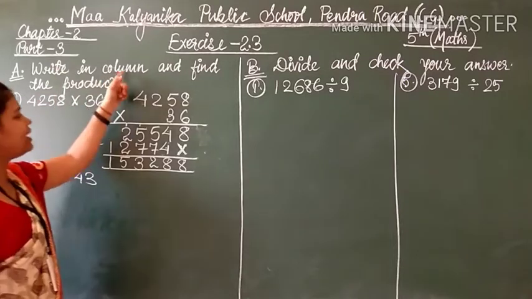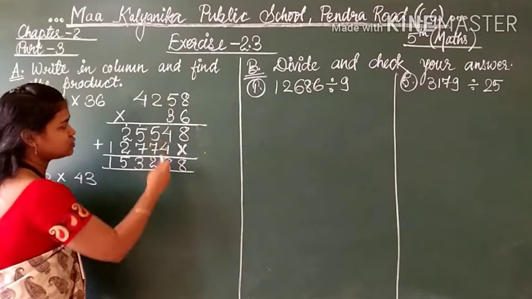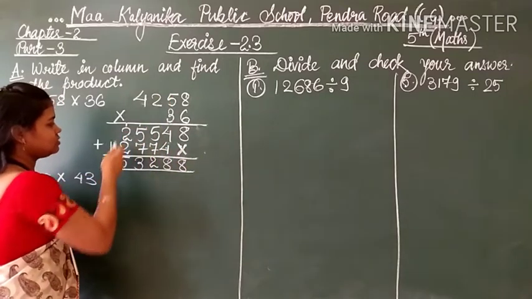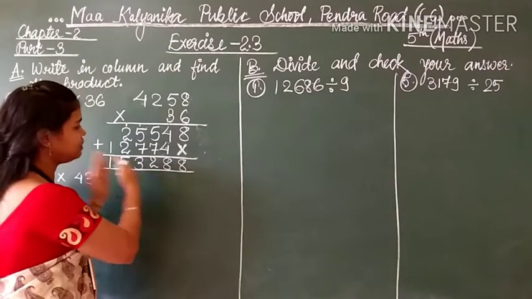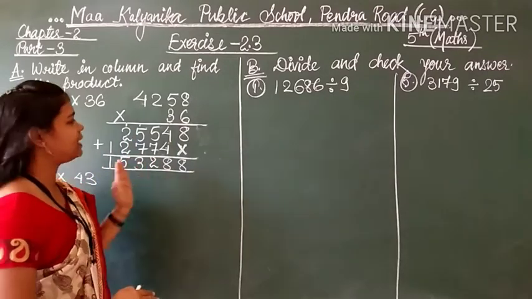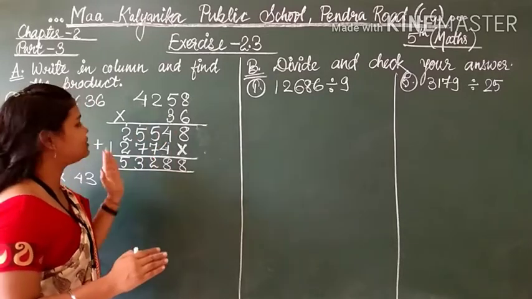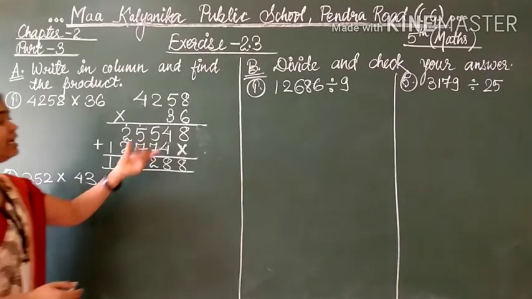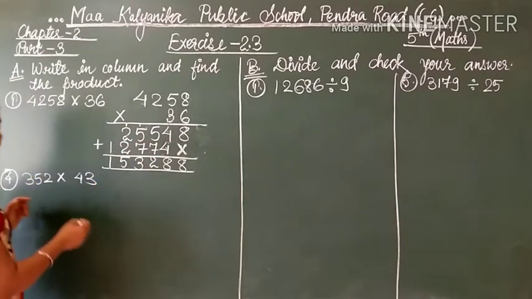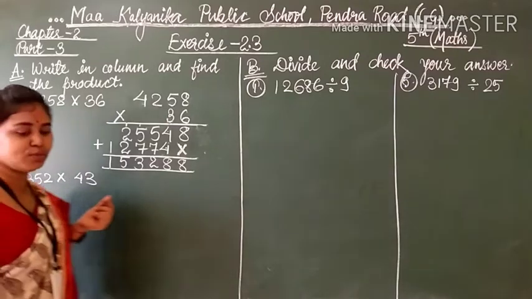Okay, and you have to write in columns. So you have written in columns. See, these lines are straight, straight, straight, straight, with proper and equal gaps between the numbers, so that it will be very easy for you to understand after which number you have written the next number. Clear to you, students?